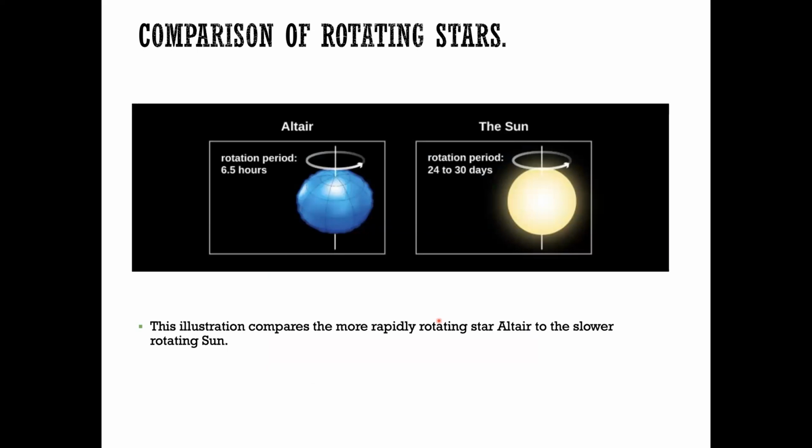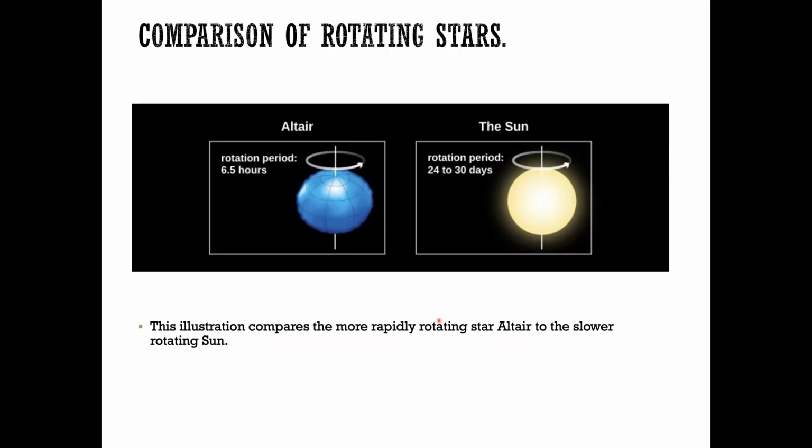And here is a comparison of the rotation speeds of two stars, Altair and our own sun. Our own sun has a rotation period of around 24 to 30 days, while the star on the left-hand side, which we call Altair, has a rotation period of 6.5 hours.